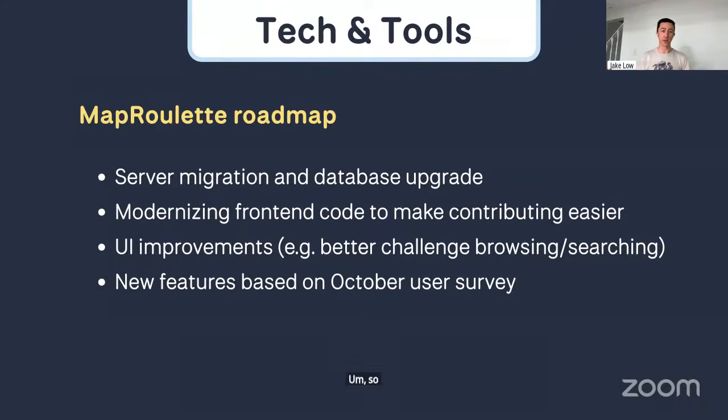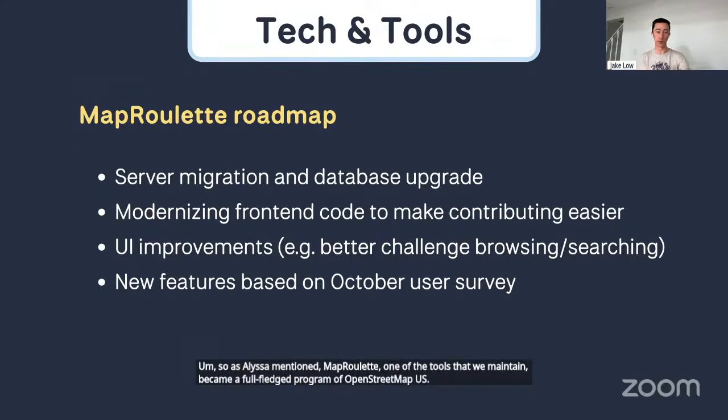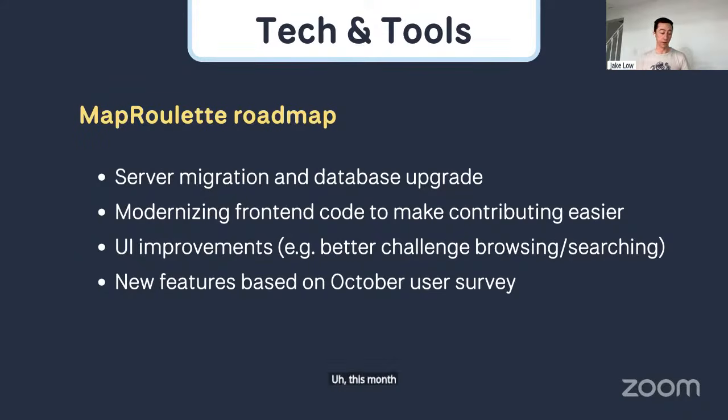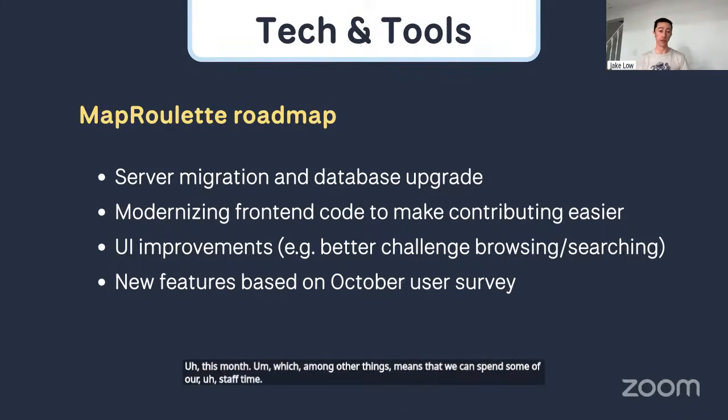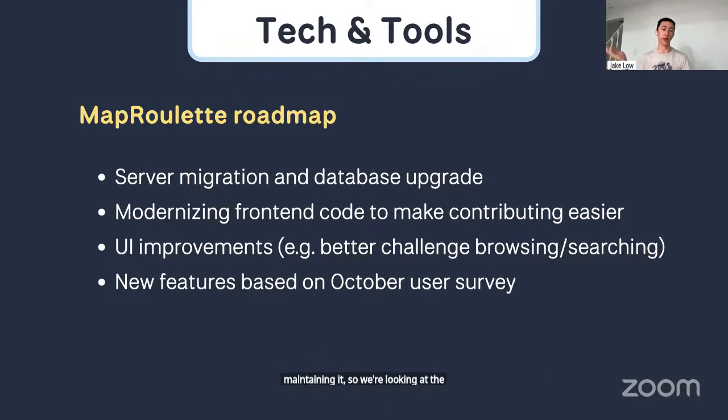So as Alyssa mentioned, MapRoulette, one of the tools that we maintain, became a full-fledged program of OpenStreetMap US this month. Which, among other things, means that we can spend some of our staff time maintaining it. So we're looking at the roadmap for that project again.